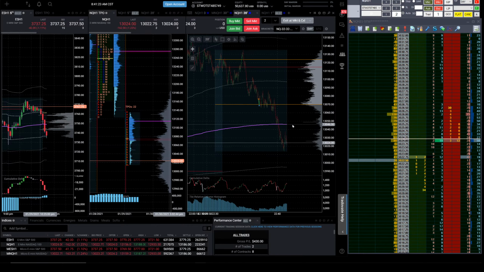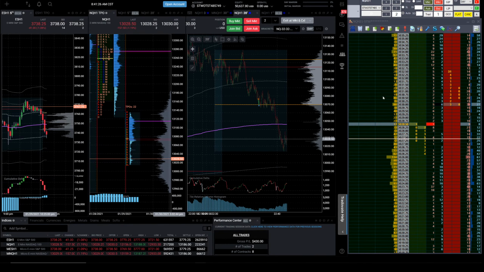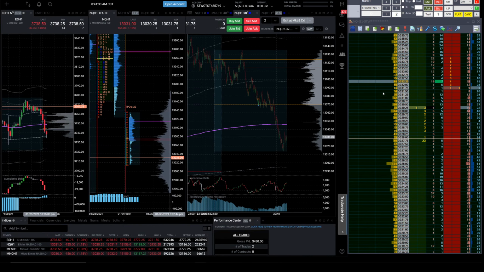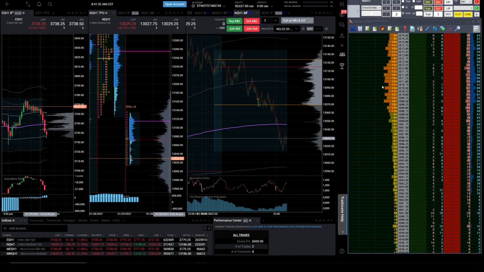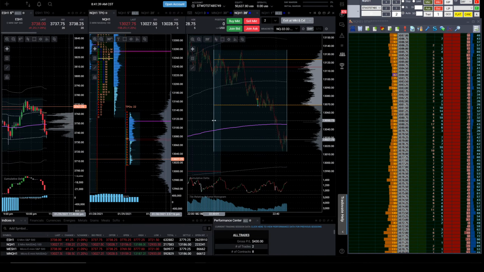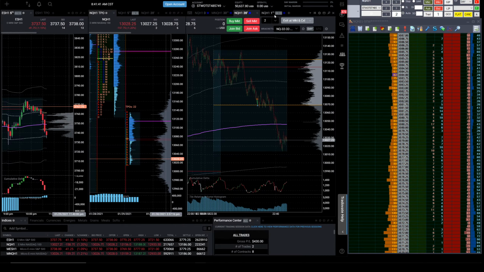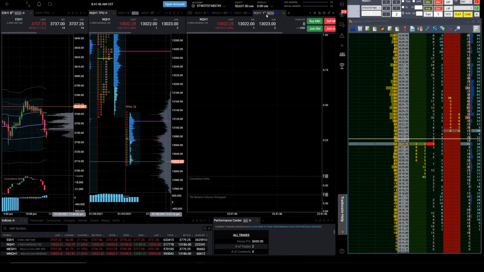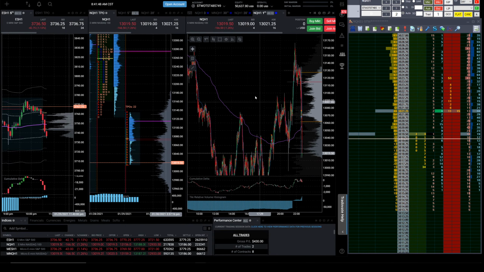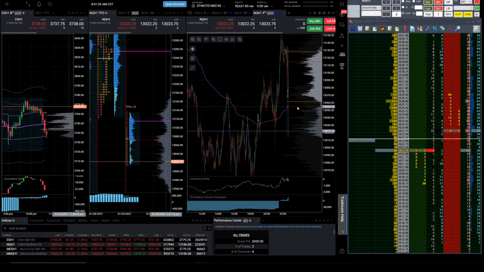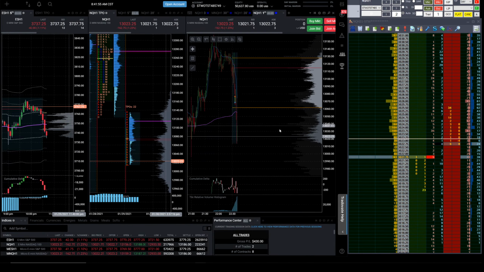I'm pretty sure that the VWAP is not at 46.5. I'm pretty sure it's right up here at 84. Wow, how can that be so off? What is going on with this thing? Yeah, it's all over the place.